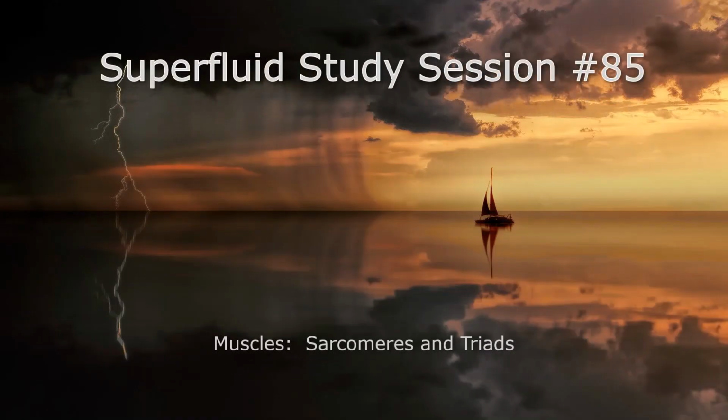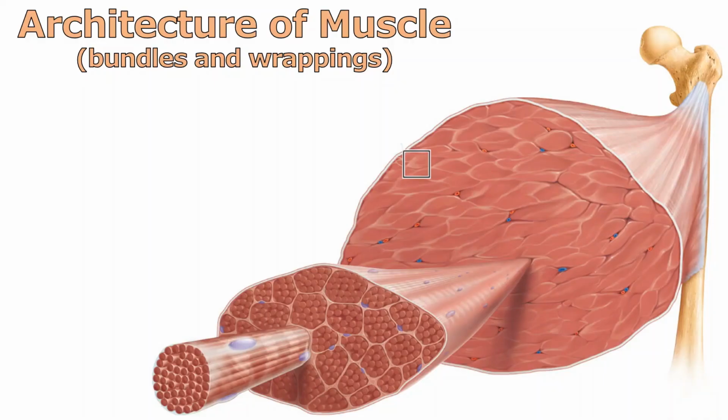Specifically, we're going to look at muscle structure, deep muscle structure, the sarcomere, and what's called a muscle triad. So, let's check it out. Right, the architecture of muscle can turn out to be a pretty tricky topic, so I'm going to try to be very specific here as I mention these terms and take you through the anatomy of a muscle.